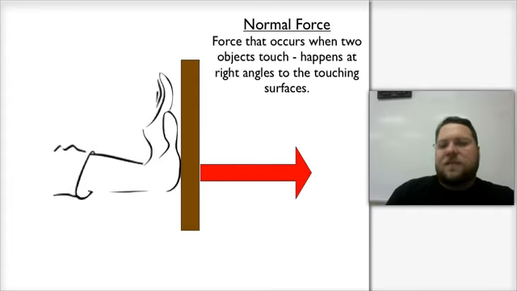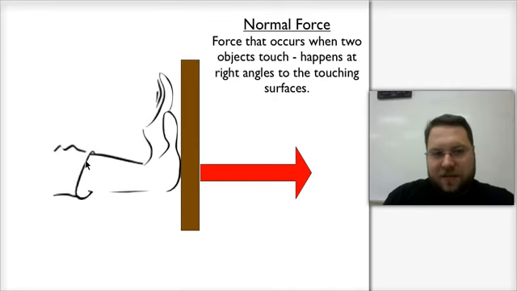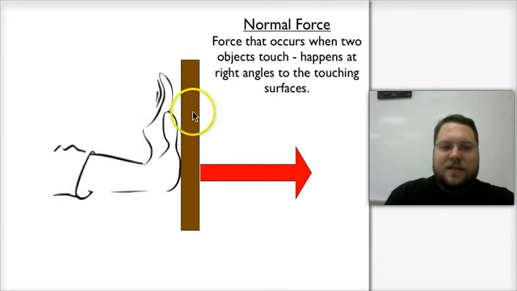So a normal force is a force that occurs when two objects touch. Every time two objects touch, there's always a normal force. And that force occurs at right angles to the surfaces that are touching. Here you can see that this force is at a right angle to the surface of the door.